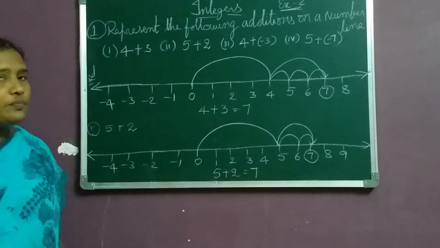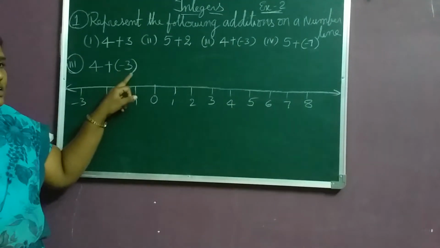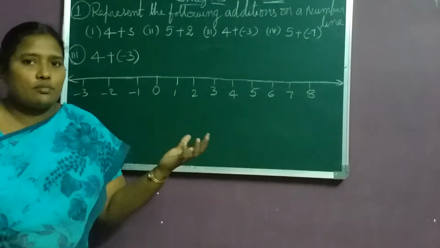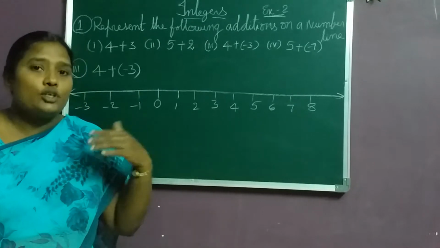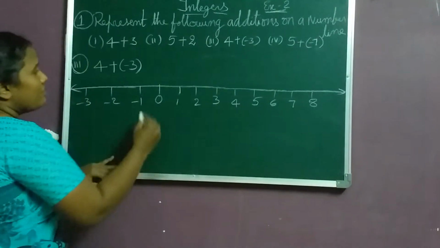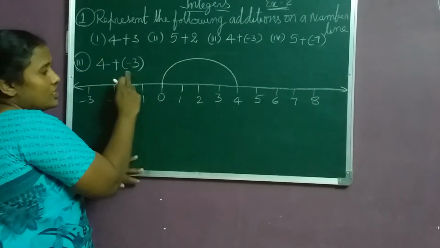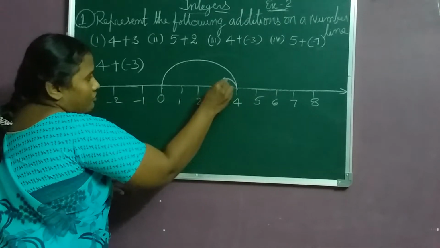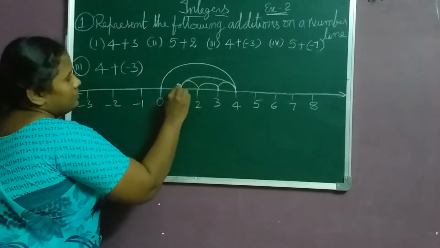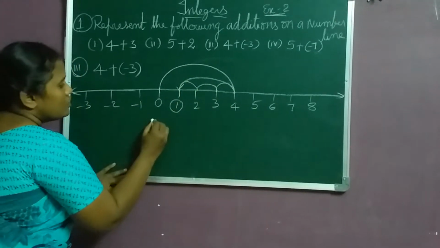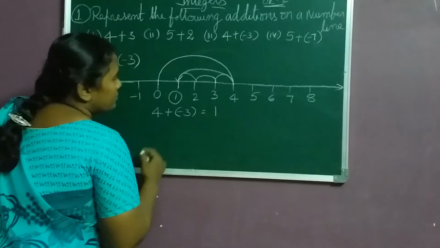Okay, next problem, come to the third problem, 4 plus minus 3. Minus 3 is a negative integer. When you add the negative integer, we should move leftward direction. Now first, you should draw the 4. After minus 3, leftward. 1, 2, 3. Total it is 1. So, 4 plus minus 3 is equal to 1.